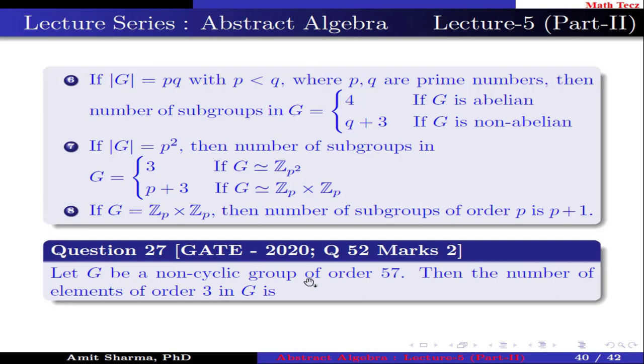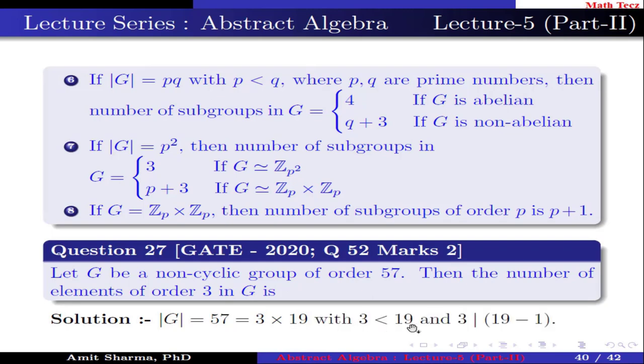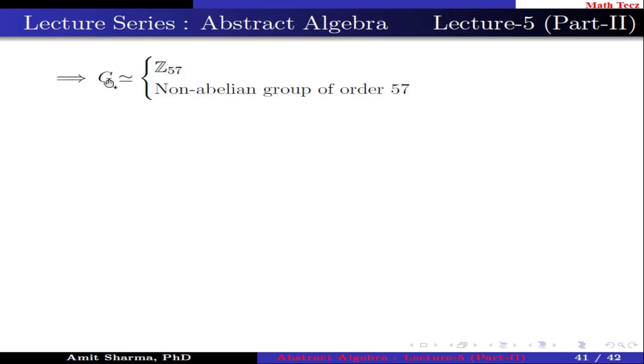Question number 27. This question was asked in GATE exam in 2020. Let G be a non-cyclic group of order 57, then the number of elements of order 3 in G is? The order of G is 57, which can be written as 3 into 19, with 3 less than 19 and 3 divides 19 minus 1, implies G is either isomorphic to Z57 or isomorphic to a non-abelian group of order 57.